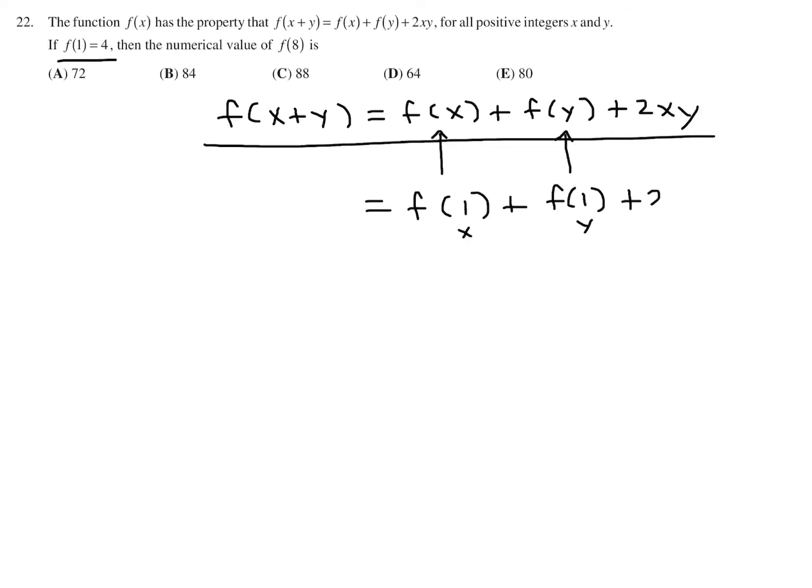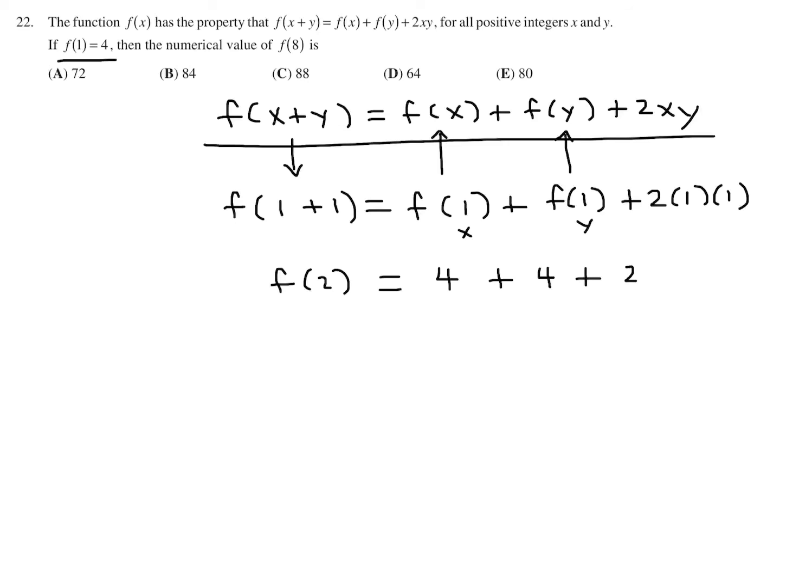So this becomes 2 times x, which is 1, and y, which is 1. So that takes care of that side. On the other side, the left side, f at x plus y. But remember, I made my x equal to 1 and my y equal to 1. So with the only piece of information that they give us, this is what I create. So that means f at 2 is equal to, well, what is f at 1? It's 4, the numerical value. F at 1 again is 4. And then 2 times 1 is just 2. So this becomes 10. So f at 2 is equal to 10.